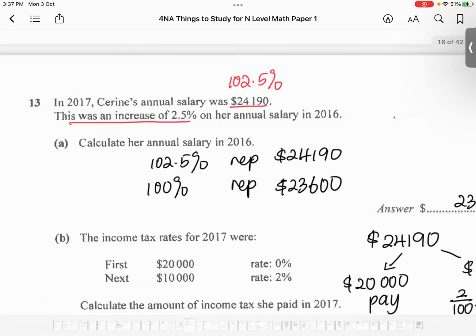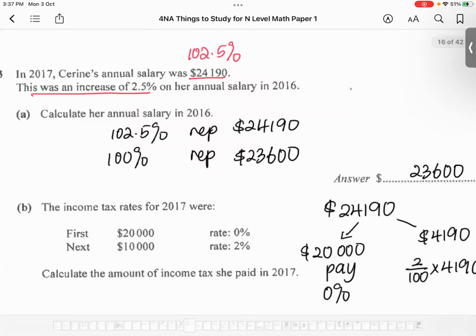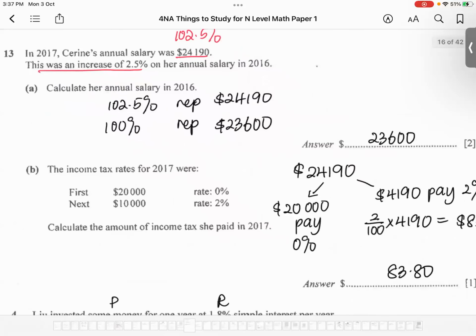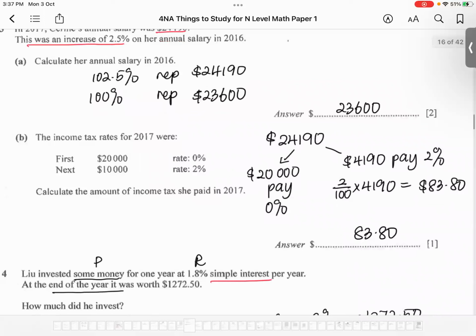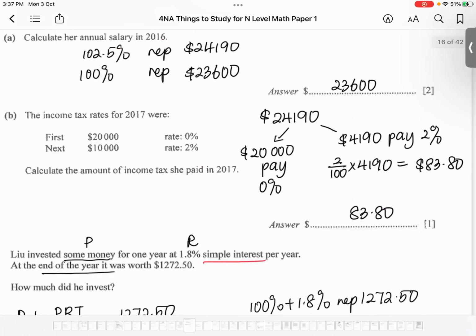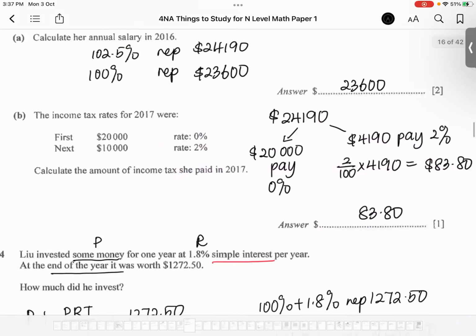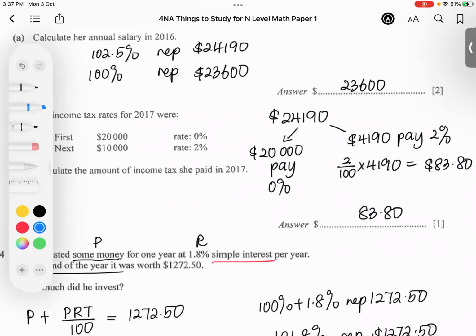So please check. Next one, this one is called a tiered table. You have to split it up into 2 portions. The whole amount, 24190, is split into the first 20,000, and the next is not the next 100,000, because we haven't reached 100,000 yet. So it's the remaining amount. So 24190 minus the 20,000 to find the remaining amount. For the amount up to 10,000 itself, I need to pay 2%.